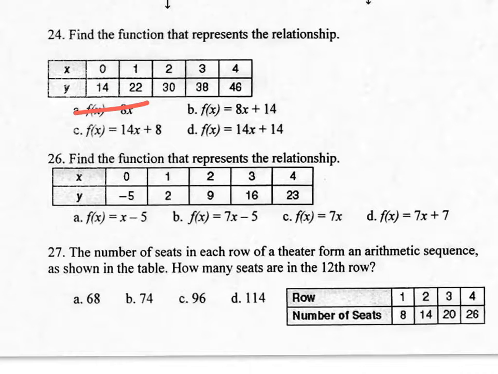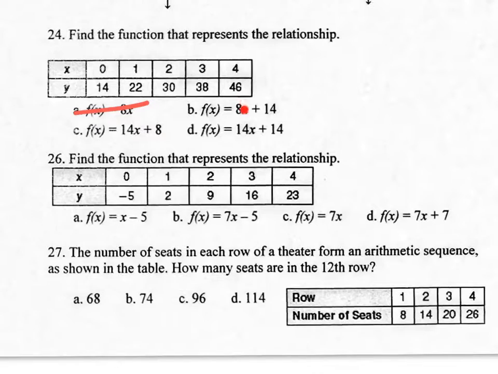Going to option B. If I input 0, do I get out 14? Yes, because 8 times 0 is 0, and 0 plus 14 is 14. So far, so good with B. Let's try the next coordinate, 1 and 22.